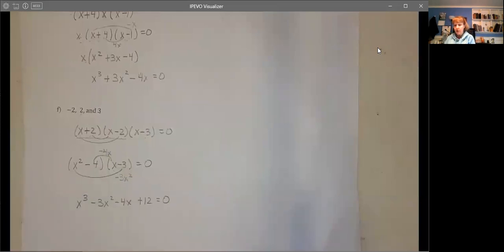Okay. So again, check that. You can put in a negative 2. When you do put it into an even power, you have to have parentheses. And you'll get 0. Put in a positive 2. Put in a 3 for your x's, and you'll come up with 0.